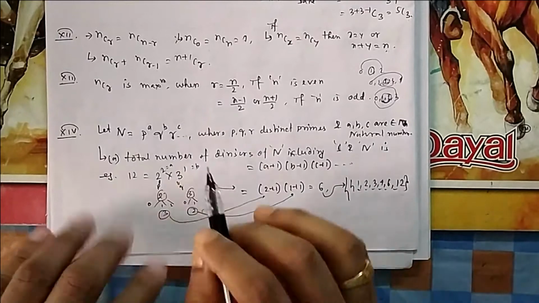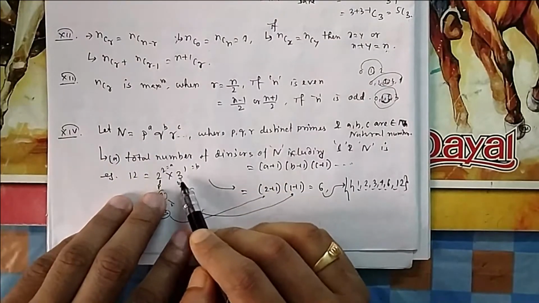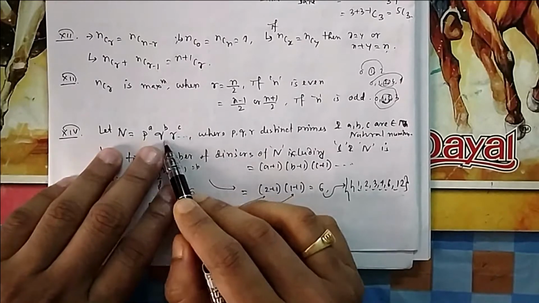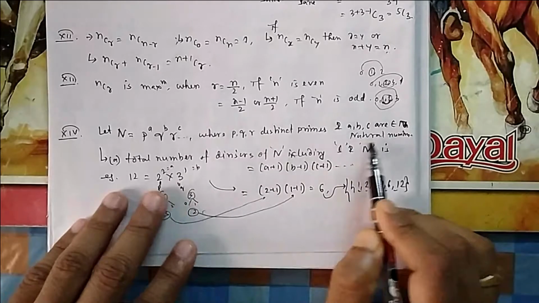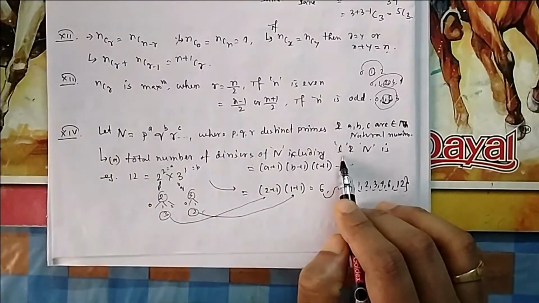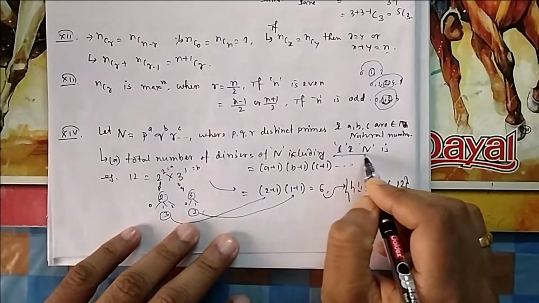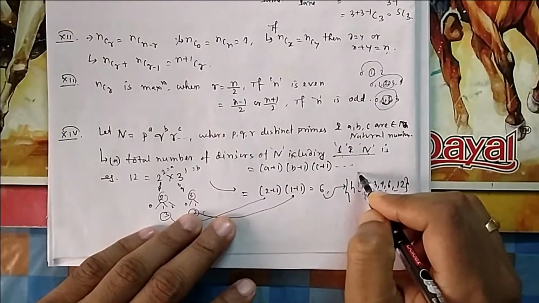Now one particular question. Suppose n is any number written in product format by prime factorization as p to the power a, q to the power b, r to the power c, where p, q, r are distinct primes and a, b, c are natural numbers. Then the total number of divisors of n, taking 1 and n together. You have to be very careful. If you are not taking 1, then you have to subtract 1. If you are not taking n, then you have to subtract another 1.